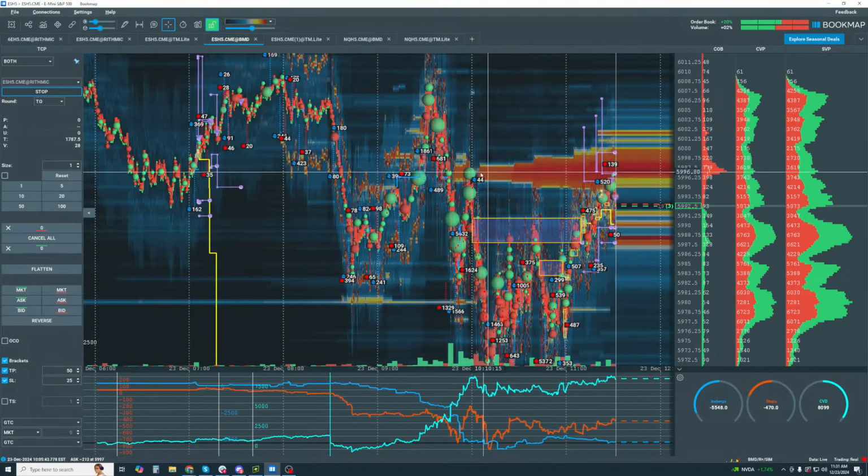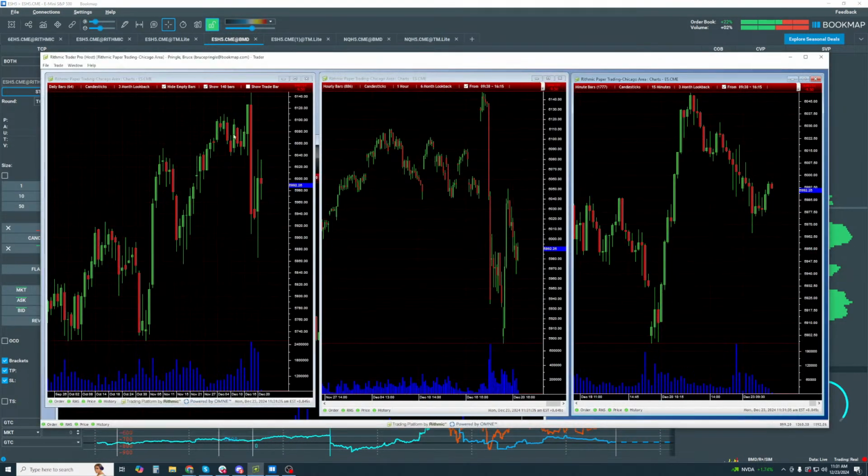That idea of the, look on the daily in here. This is kind of what I was looking at here on the daily, was all of this kind of range up in here.